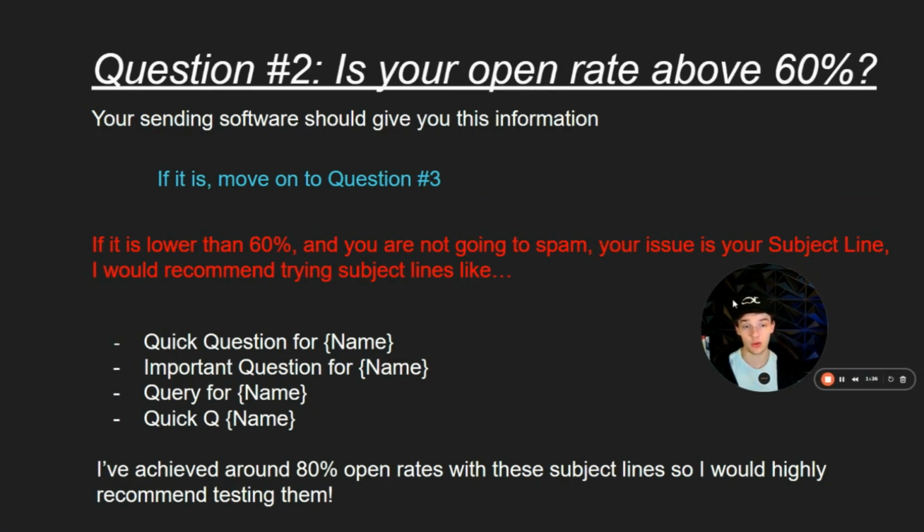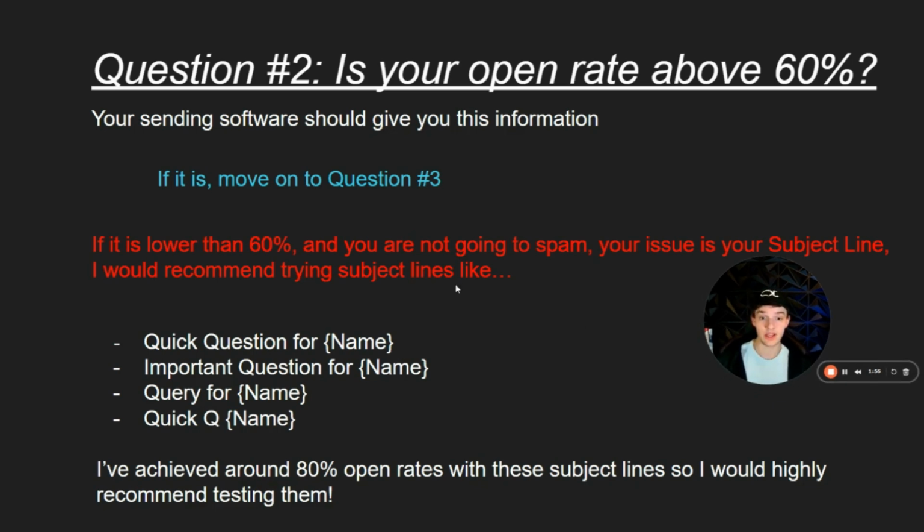Now question number 2: is your open rate over 60%? You want to track the open rate just so that you can see what it is. I wouldn't recommend having it on all the time because of that pixel, but just to see temporarily what it is, I would recommend turning it on. If your open rate is below 60%, and you're not going to spam, if you've already clarified that before, the issue is probably your subject line.